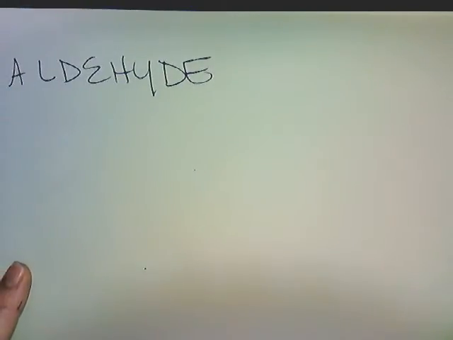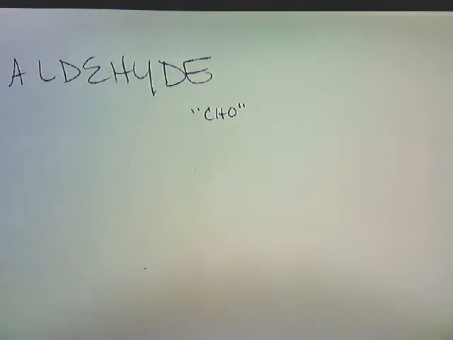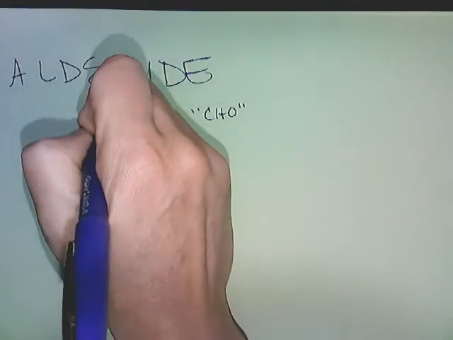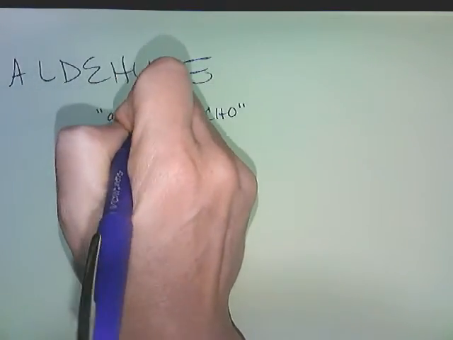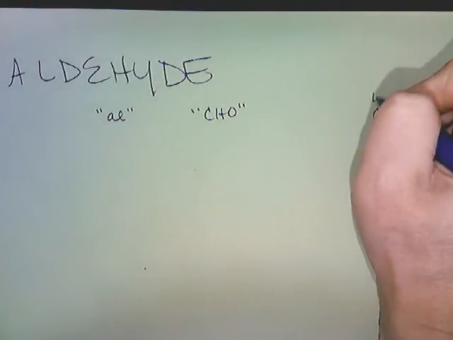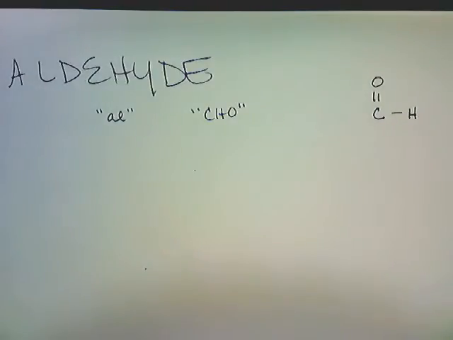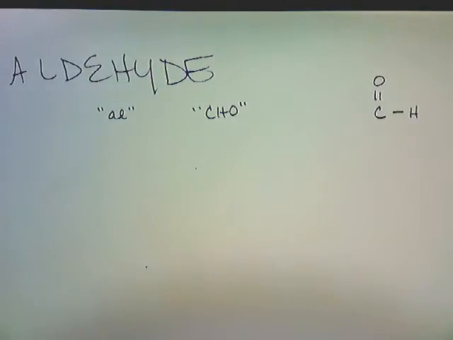Important things about an aldehyde. The functional group for an aldehyde I like to call CHO. They're going to end not in OL, but AL. And the functional group will look like this. So that will be the functional group. And so it's always nice to start with the functional group.